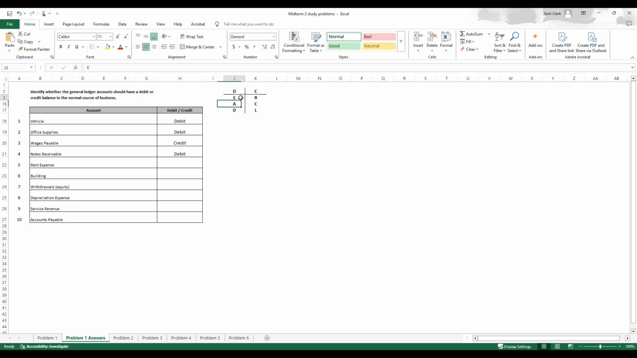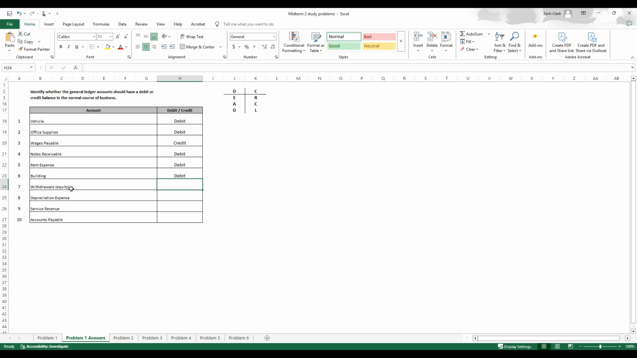Rent expense, that's easy when we use our dead circle. It's expense. It's under the D. So we debit there to increase. Building, again, just like vehicle, it's a long-lived, depreciable asset. We would have depreciation expense on both of these. And those are assets. It's something we own. And so we're going to have a debit there.